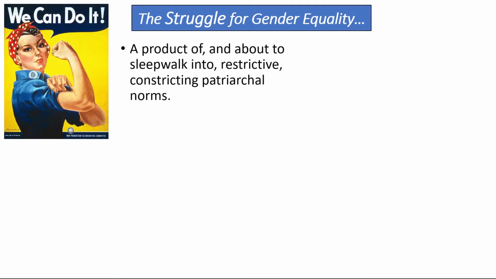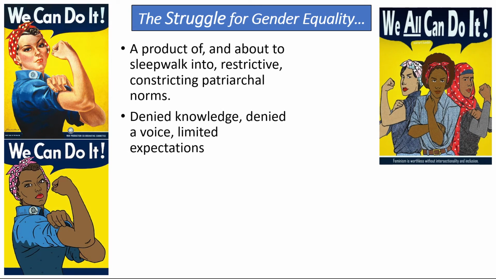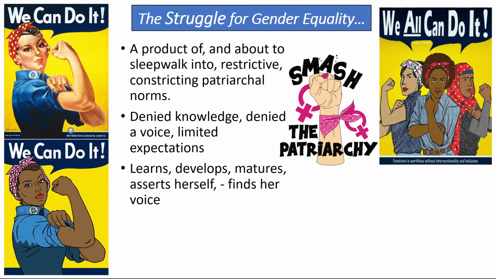Okay, so in terms of the struggle for gender equality, at the start she's this product of the patriarchy, of this male-dominated household. She has to leave the room, doesn't think for herself, doesn't question things, and she's about to sleepwalk into more patriarchy, this kind of restrictive, constricting marriage where she's just this housewife or this society wife. As it develops, she's denied knowledge, denied a voice, crucially, and has these limited expectations of her. But this changes. She learns, she develops, matures, starts to assert herself, and this is her finding her voice.